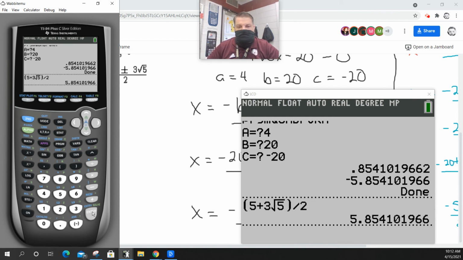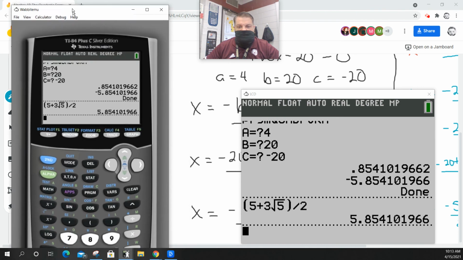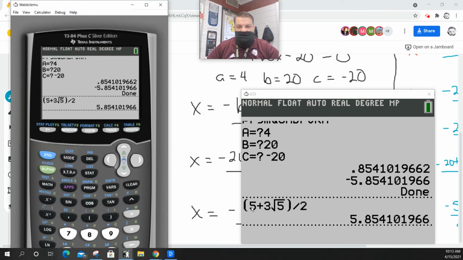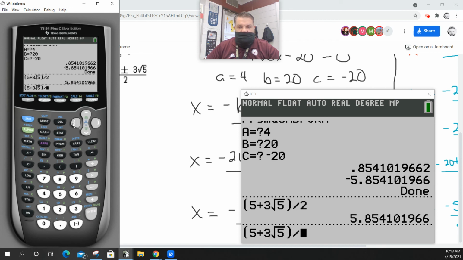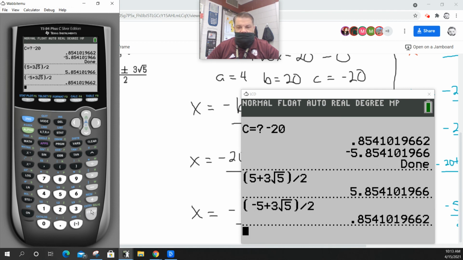Oh, wait. Uh-oh. Mr. Adams, I think, forgot a negative sign. Yep. So I got to put this negative sign in here. See, I made a mistake. So I'm going to hit this, but I forgot to put in my negative sign. There we go.